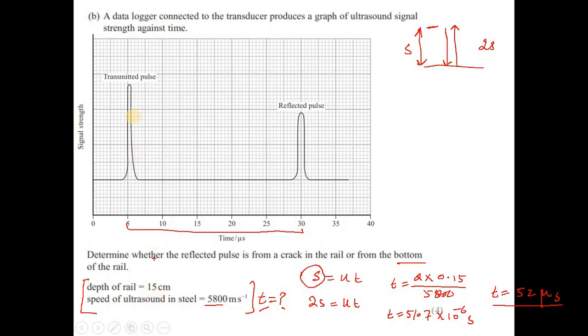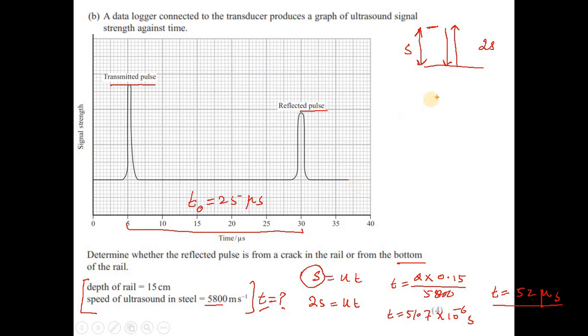Now we are transmitting a pulse and receiving the reflected pulse. So we need to figure out the time difference between the sent and the received pulse. This is around 5, or a little more than 5, but 5 is sufficient to consider. It is not 5.02, 5.2 is fine. And this is 30. So 30 minus 5 is 25 microseconds. So t', the observed time, is 25 microseconds.